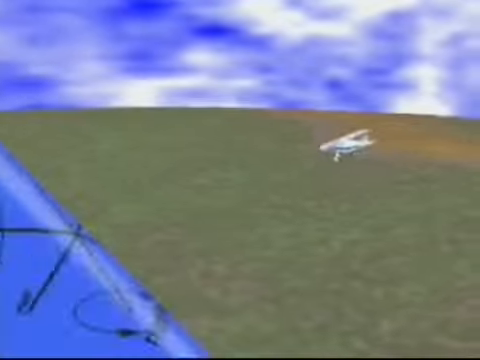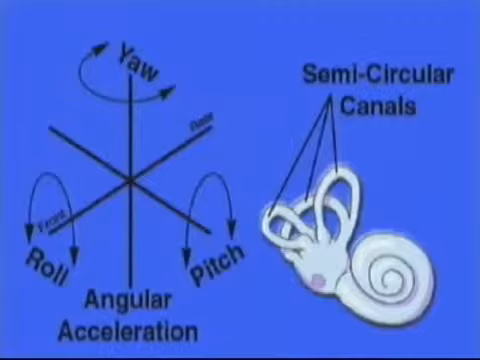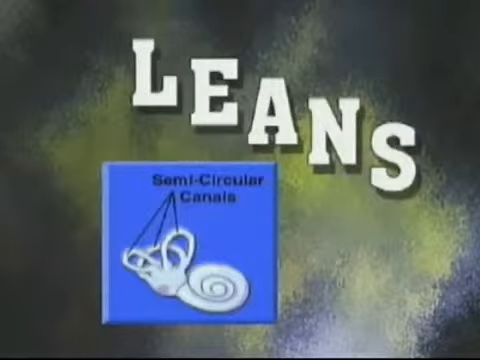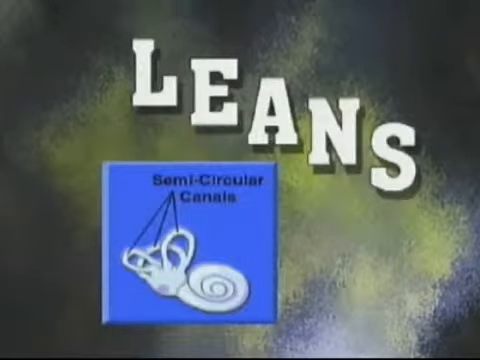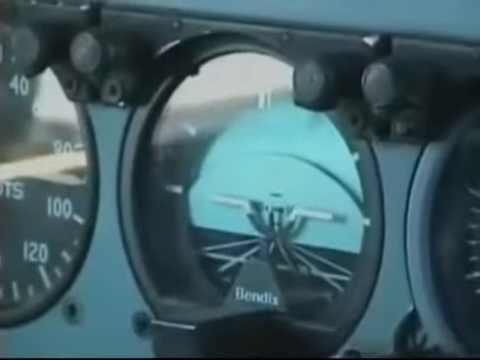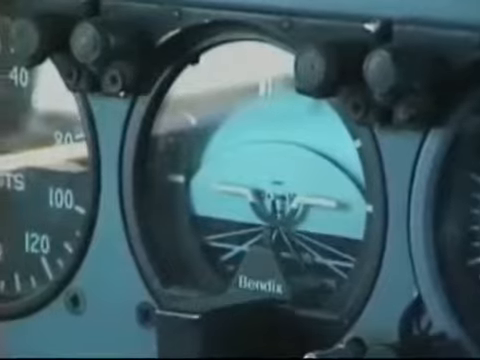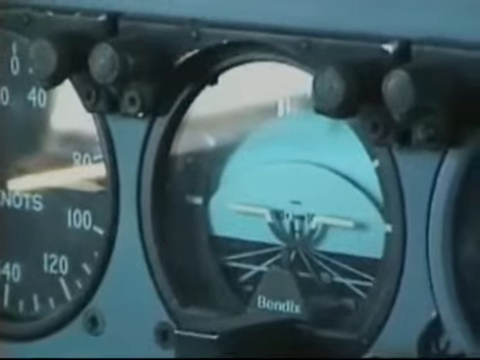direction. Now, let's examine some other in-flight illusions that are caused by the semicircular canals. The leans is the most common sensory illusion related to stimulation of the semicircular canals. The leans can be caused by two different circumstances while flying instruments without outside references.